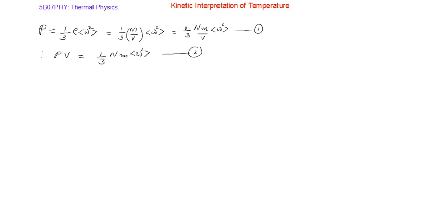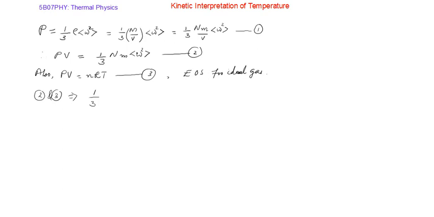But we already have the equation of state for an ideal gas, PV equal to small n RT. Let me say that is my third equation, the equation of state, EOS, for an ideal gas. Now we can just equate the RHS of 2 and 3. So 2 and 3 give 1 by 3 N m omega square, mean square speed, is equal to simply nRT. Let me call that equation number 4.